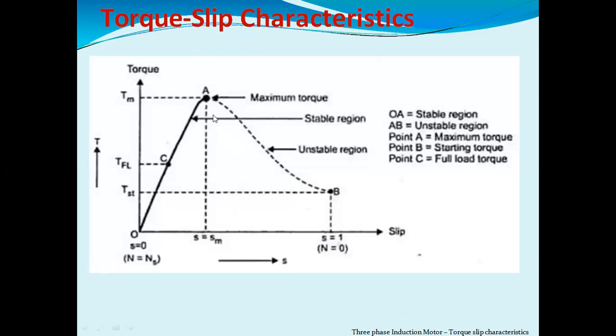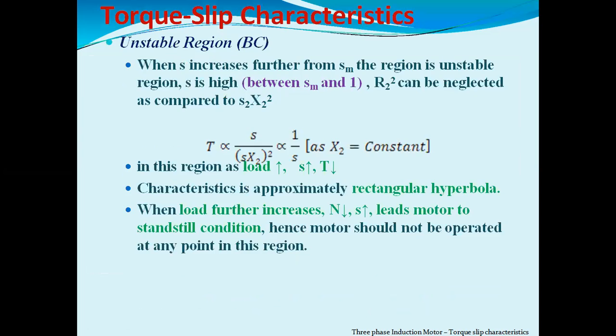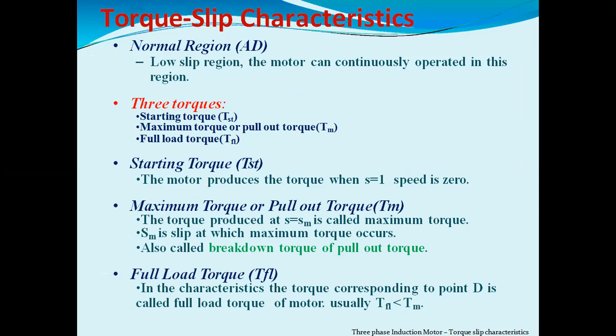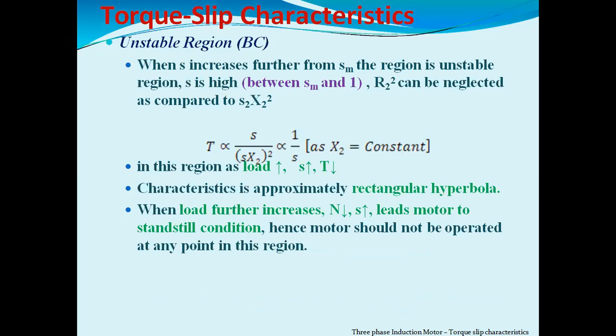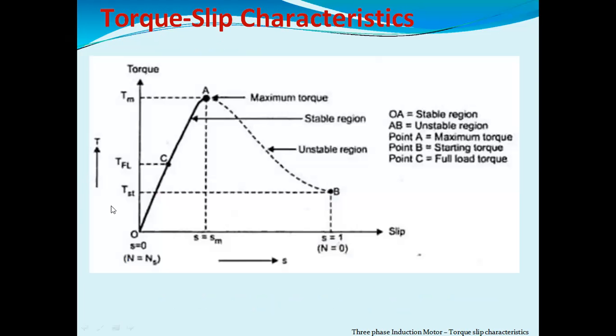A to D, we call this the normal region. Here, at low slip, the motor can operate continuously in that region. At that time, you can say the motor is rotating in the normal region. Here we have the values of torque: the starting torque, the maximum torque, and the full load torque.